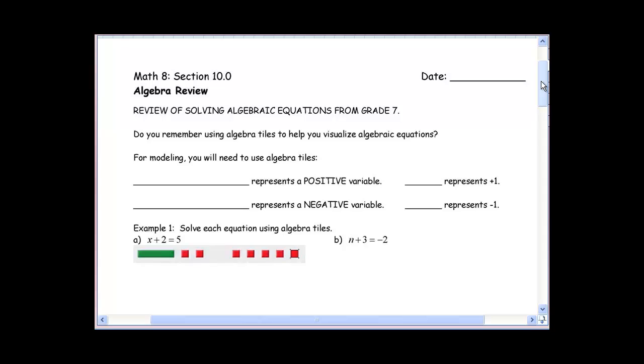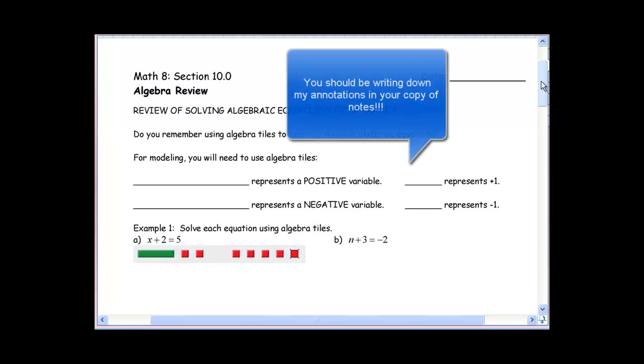This lesson will review basic algebra, hopefully algebra you learned in elementary school. I'm also going to use these things called algebra tiles to help you visualize algebraic equations. I don't know if you remember doing this in elementary school, but if you did not, that's okay. You get to learn it with me. And if you did, this is a review.